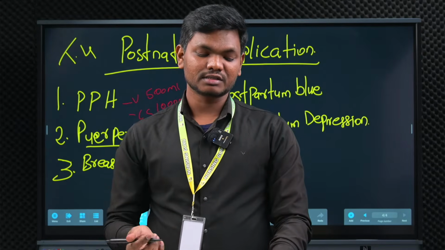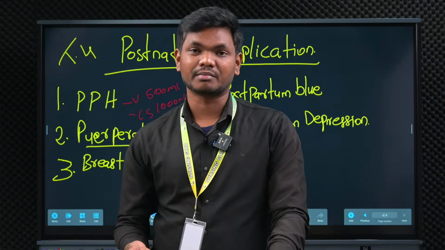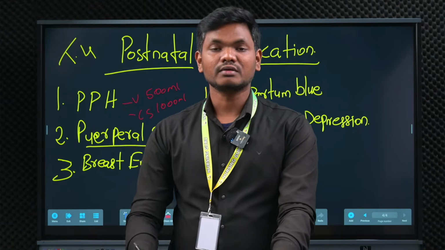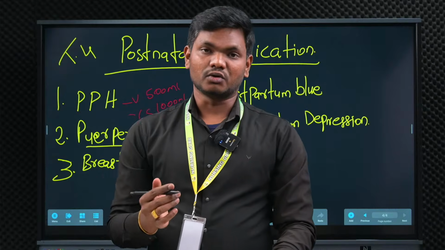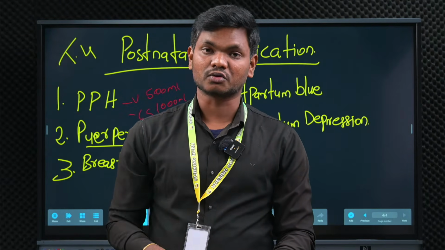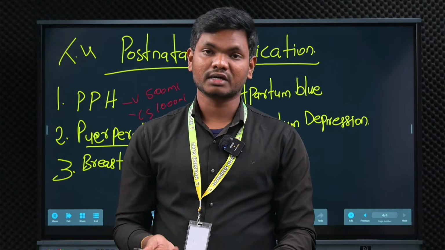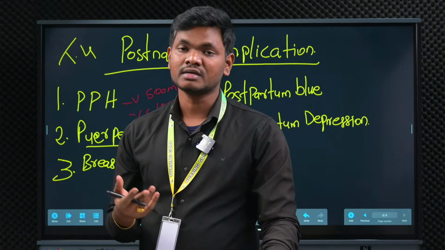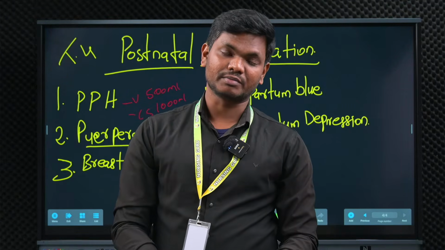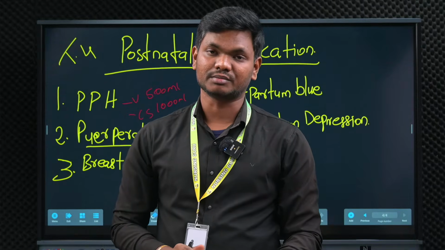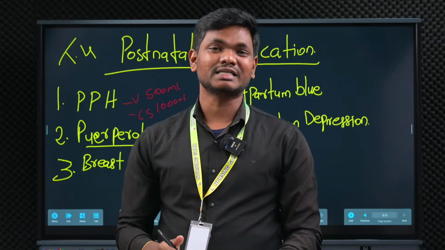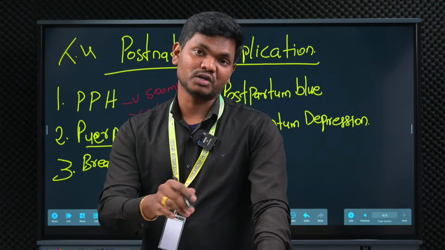And local symptoms include lower abdominal pain. The mother may complain that she has lower abdominal pain, and foul smelling lochia. Lochia means the discharge after the delivery, so it may smell; the odor will become very bad. And a tender uterus will be there. When you are performing the abdominal examination to find out the involution, there may be a tender uterus, and subinvolution will be present.